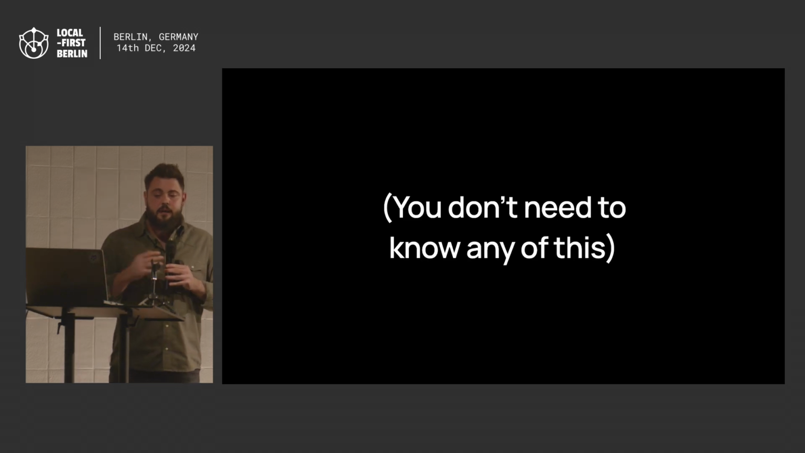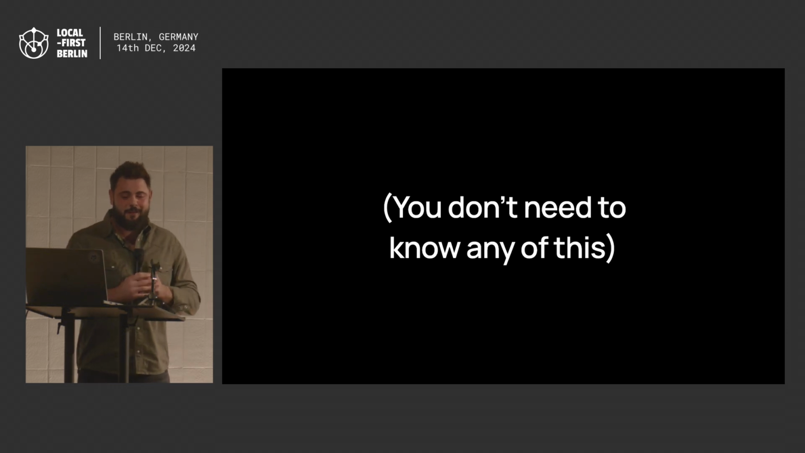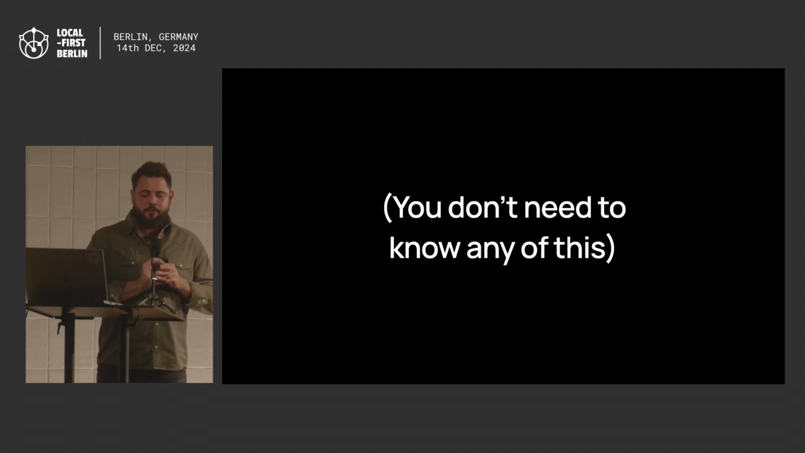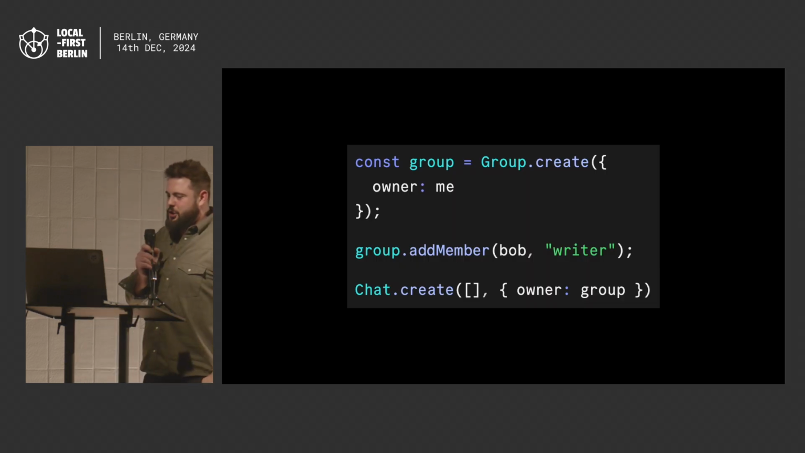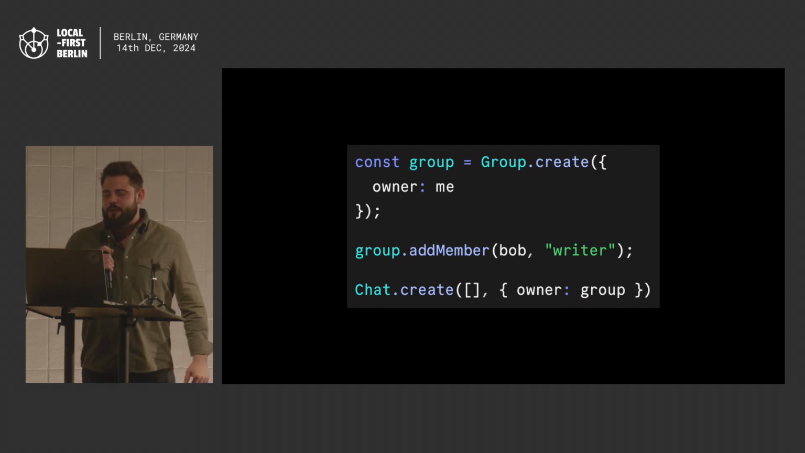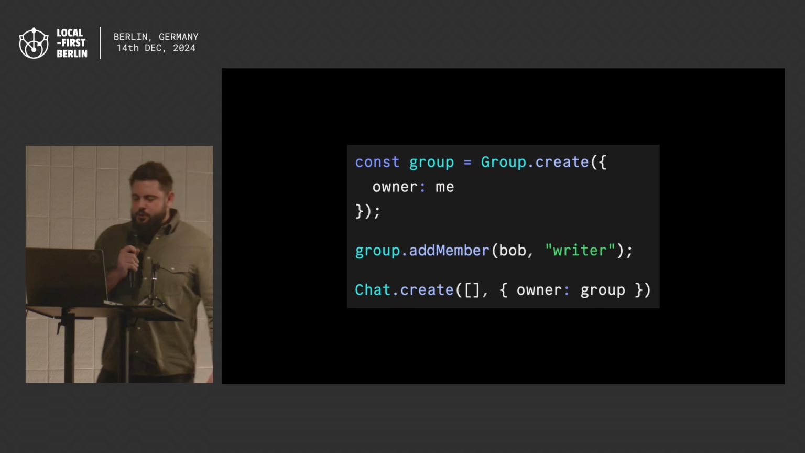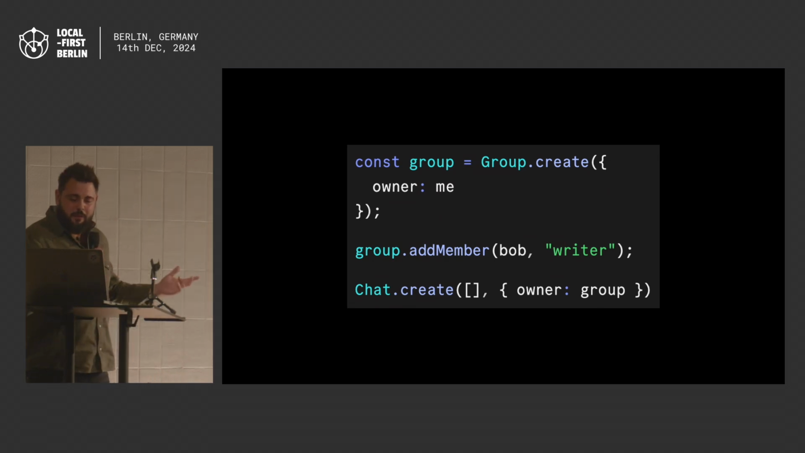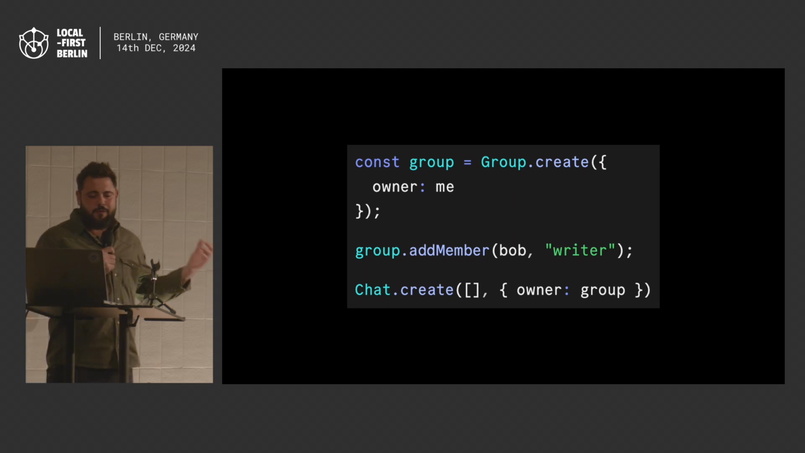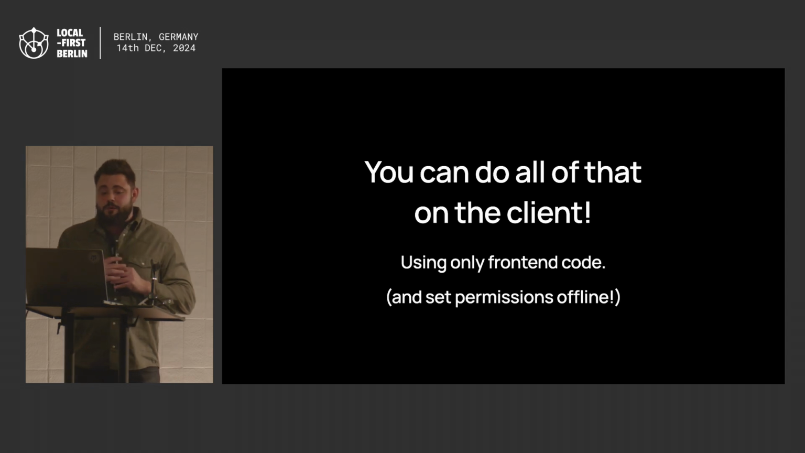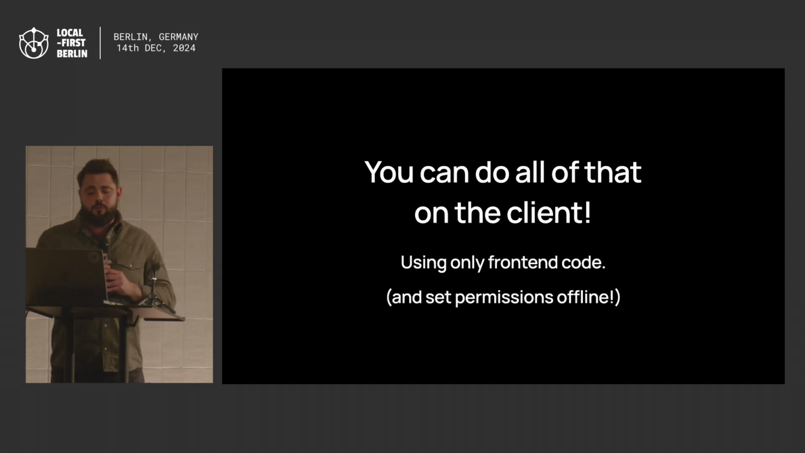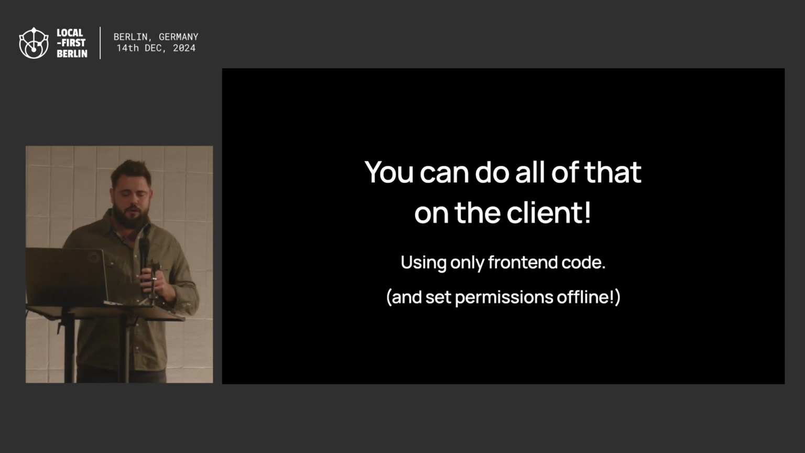But the best part is, even though I'm sure you understood all of that, you actually don't need to know any of it to use Jazz, because the API for using CoValues with groups to set permissions is really straightforward. For example, here, for a simple chat app, first, we create a new group owned by the current user. Next, we add Bob as a writer to the group. Finally, we create a new chat CoList owned by the group. This means that only me and Bob have the ability to read and write to it. That's how simple it is. And you can do all of this on the client side, which means that you can write whole multi-user apps using only front-end code if you want.